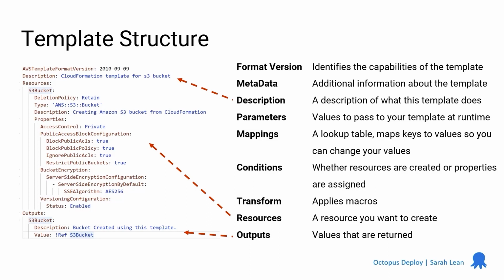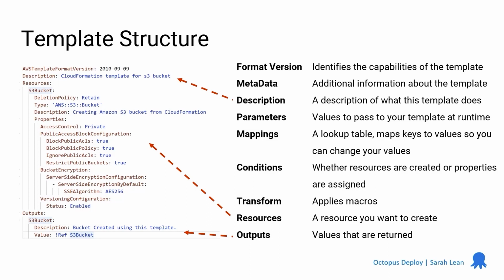Now, the last section is outputs, and this again is an optional part, but this allows you to return some values from once the template has been created. In this example, I'm outputting the name of the S3 bucket that will be created because I'm not in control with my template here of what the name will be. So I want to have that back so that I can have a look at it and take a note of it, potentially either to use in another template deployment or something else that's happening within my deployment as well.